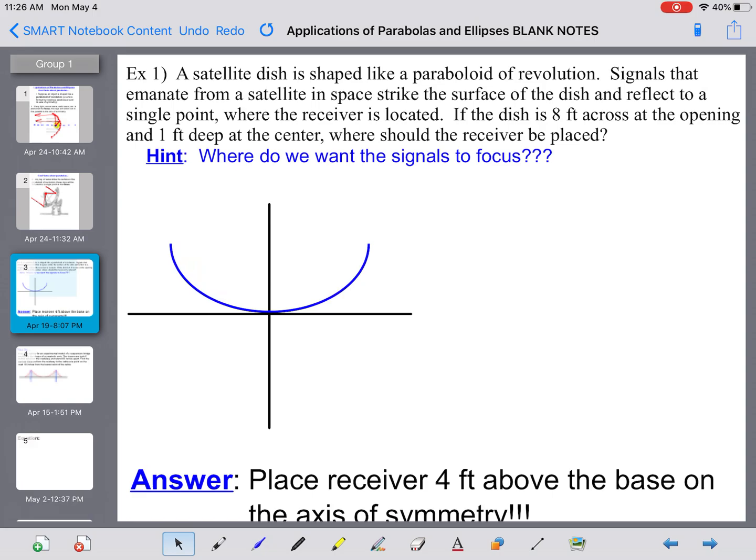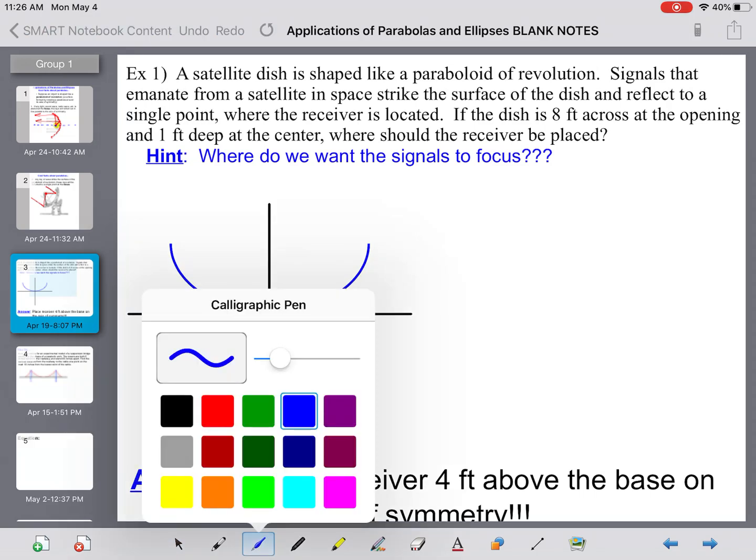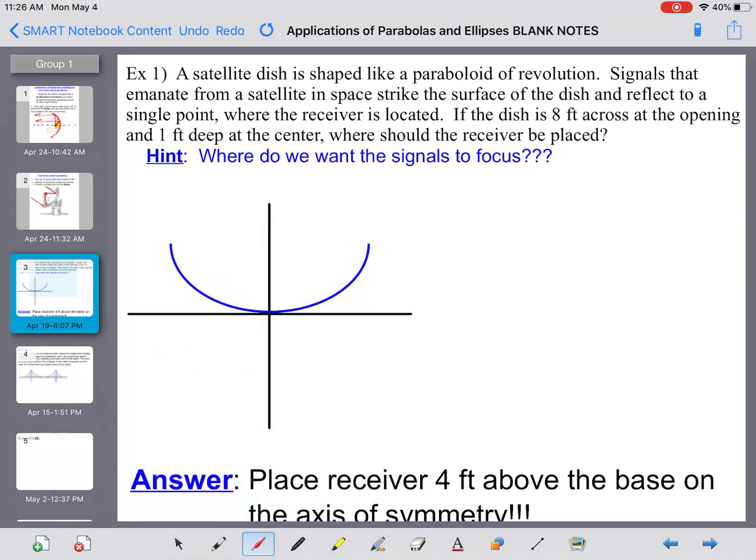So example 1 here says a satellite dish is shaped like a paraboloid of revolution. Signals that emanate from a satellite in space strike the surface of the dish and reflect to a single point, that's the focus, where the receiver is located. If the dish is 8 feet across at the opening and 1 foot deep at the center, where should the receiver be placed?